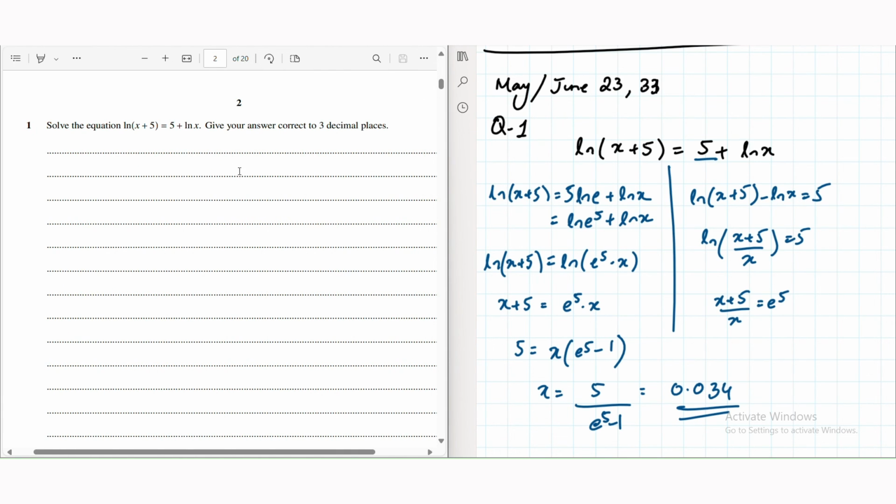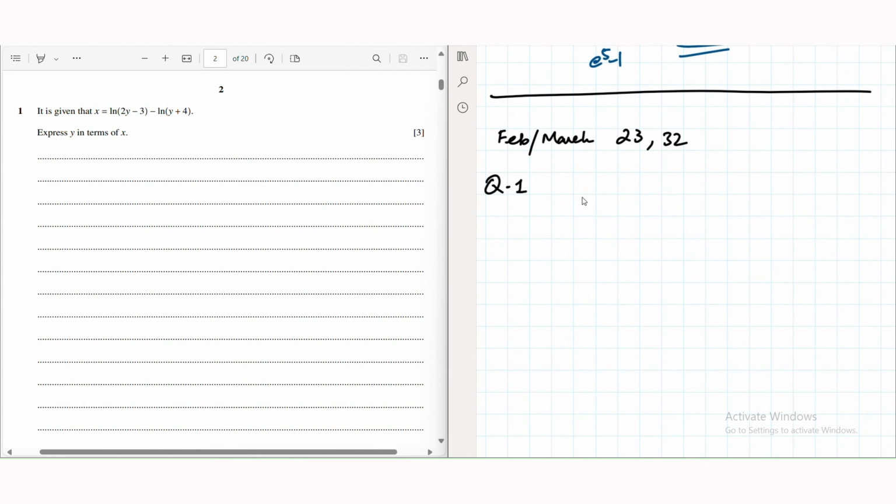Now, on to the next question. Okay, so February-March 2023, variant 3.2. It is given that x is equal to ln(2y minus 3) minus ln(y plus 4). Express y in terms of x. So basically, we need to make y the subject.